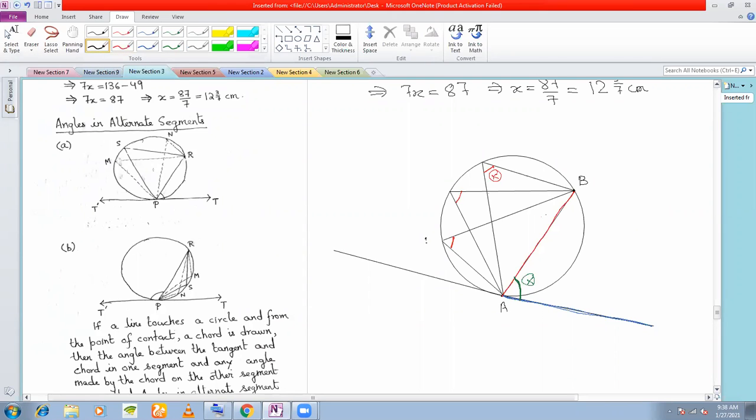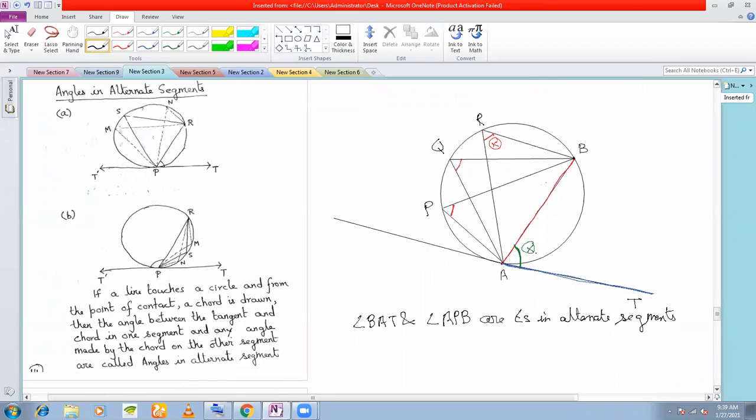Let us call these points P, Q and R. And let us call any point on this tangent to be T. We say that angle BAT and angle APB are angles in alternate segments. We say these two are angles in alternate segments. That is, I'm talking about this angle and I'm talking about this angle.